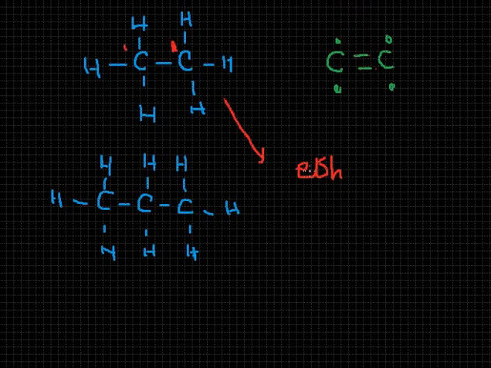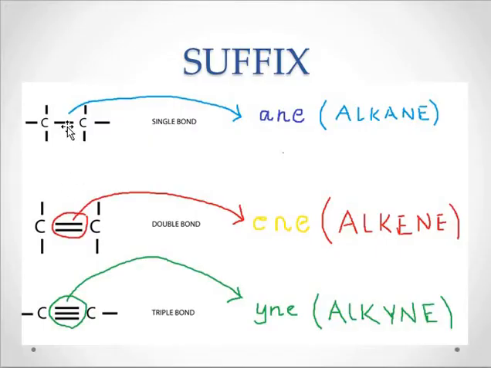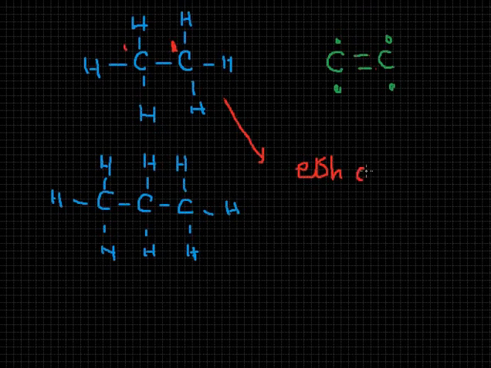So what type of bond do we see here? We see a single covalent bond between 2 carbon atoms. Whenever there is a single covalent bond, what do we call it? If there is a single covalent bond, we call it ane. It's actually alkane. So we're just going to add ane here. The reason is it has a single covalent bond between 2 carbons. So what is the name of this compound? It is ethane. You got it?